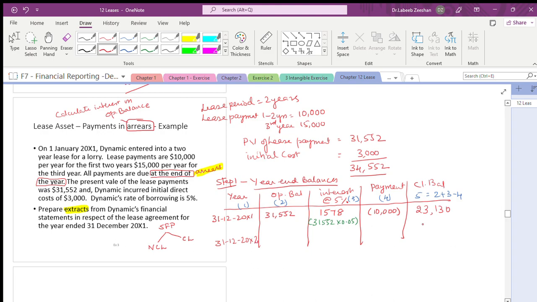Second year: the opening balance is 23,130. How much is the interest on this? 23,130 times 0.05. How much will you get?